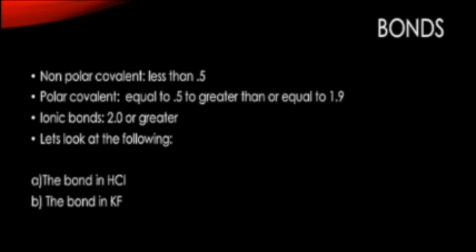Now let's look at the following compounds, HCl and KF. Using the values in Pauling's chart, we obtain a difference of 0.9 between hydrogen and chlorine. This value shows that HCl is a polar covalent bond since its difference is more than 0.5 but less than 1.9. And for potassium and fluorine, the difference in value is 3.2, which is way more than 2.0, making this an ionic bond.